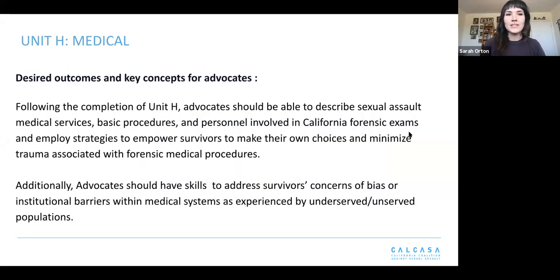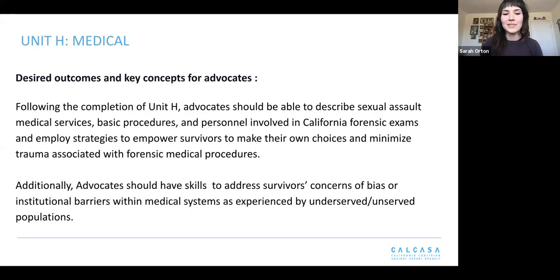So our desired outcomes here for advocates, what we want to make sure that our subject matter expert is communicating so that folks can walk away having completed the unit, being able to describe sexual assault medical services, the basic procedures involved in that, and the personnel, so the folks who are involved in forensic exams in the state of California. Additionally, we want our advocates to be able to employ strategies to empower survivors to make their own choices and minimize trauma associated with forensic medical procedures.